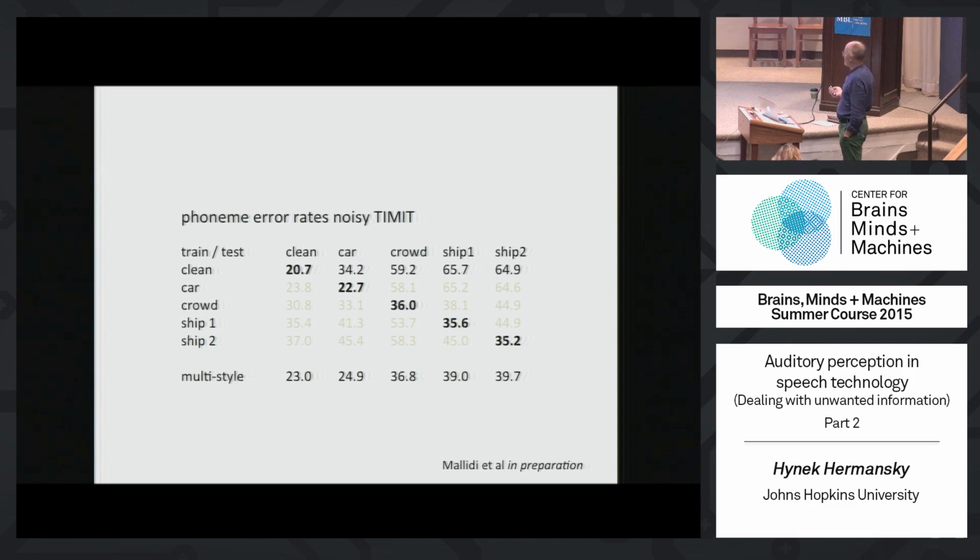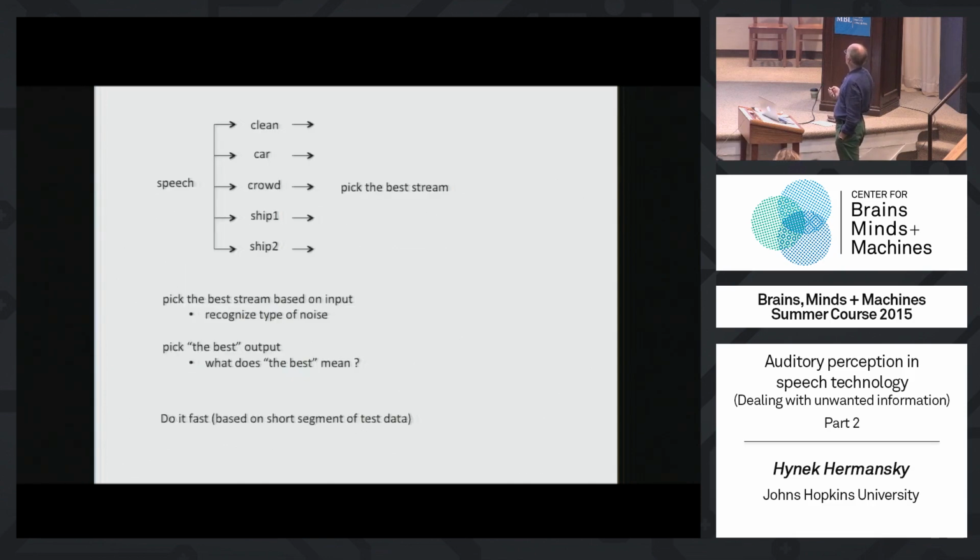So, but of course, the problem is that you have different types of noise, so you have this number of recognizers, but now you need to pick up the best stream. And how do you do that? This is something, again, which I was mentioning. This is something which we are struggling with, and we don't know how to do that.